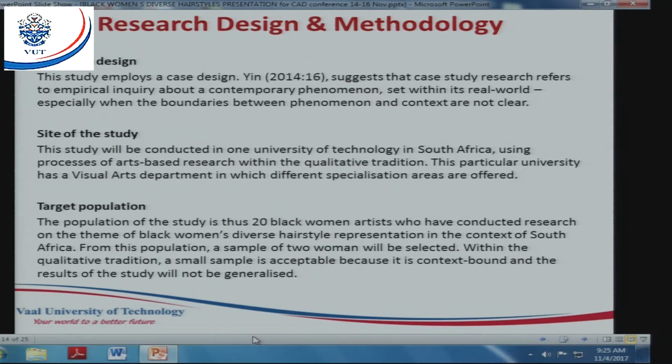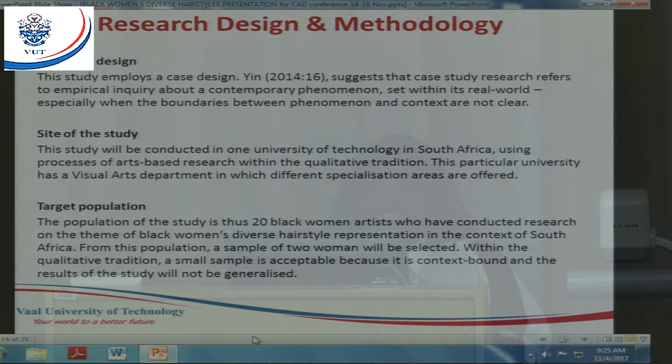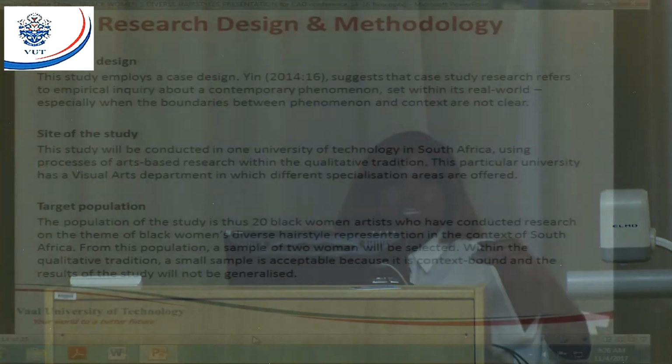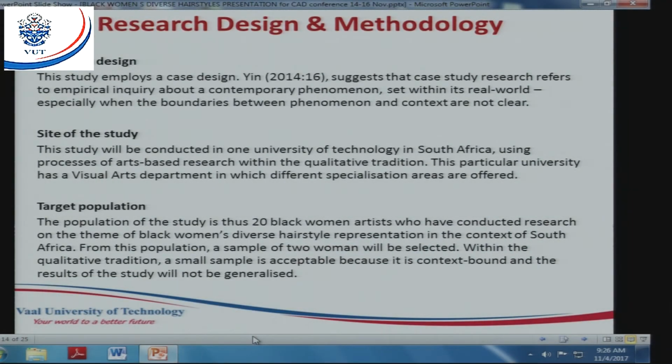Research design. This study employs a case study. Yin suggests that a case study research refers to an empirical inquiry about a contemporary phenomenon. This study will be conducted in one university of technology in South Africa using processes of arts-based research within a qualitative tradition. The target population of this study consisted of 20 black women who have conducted research on black women's diverse hairstyles.